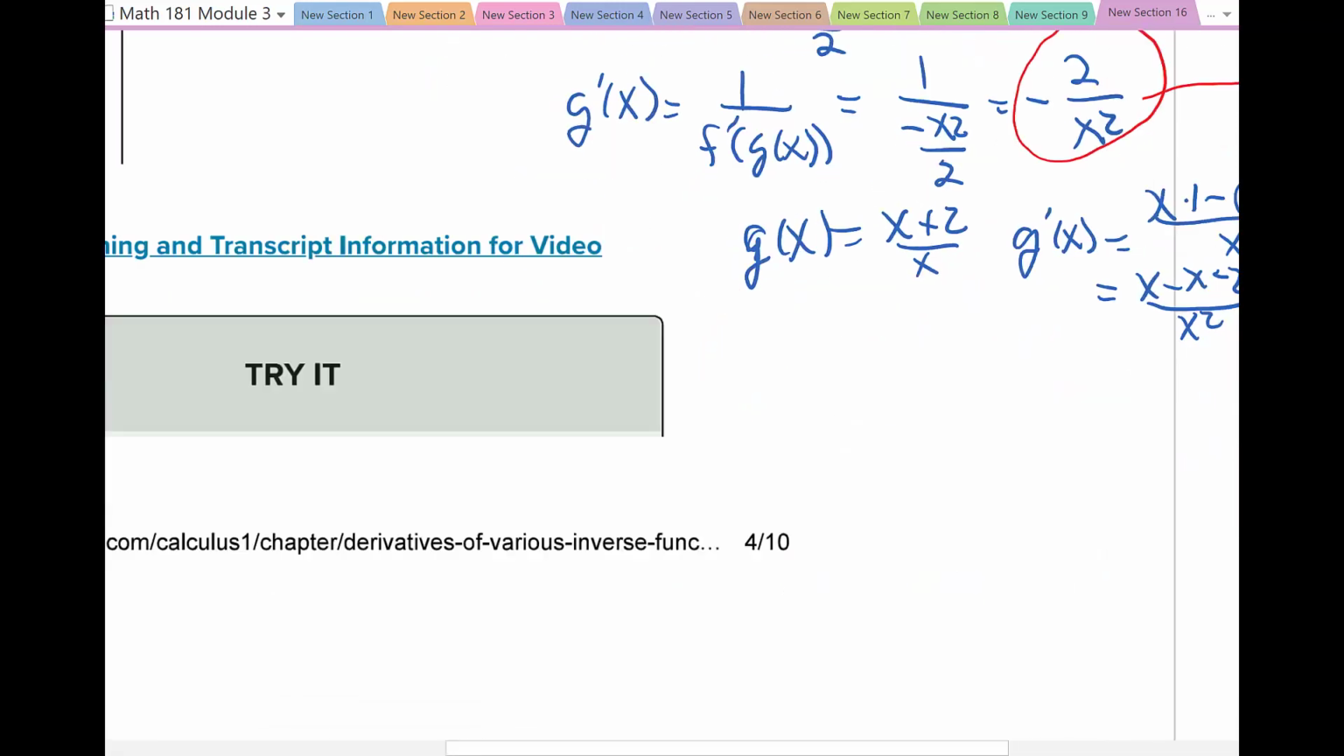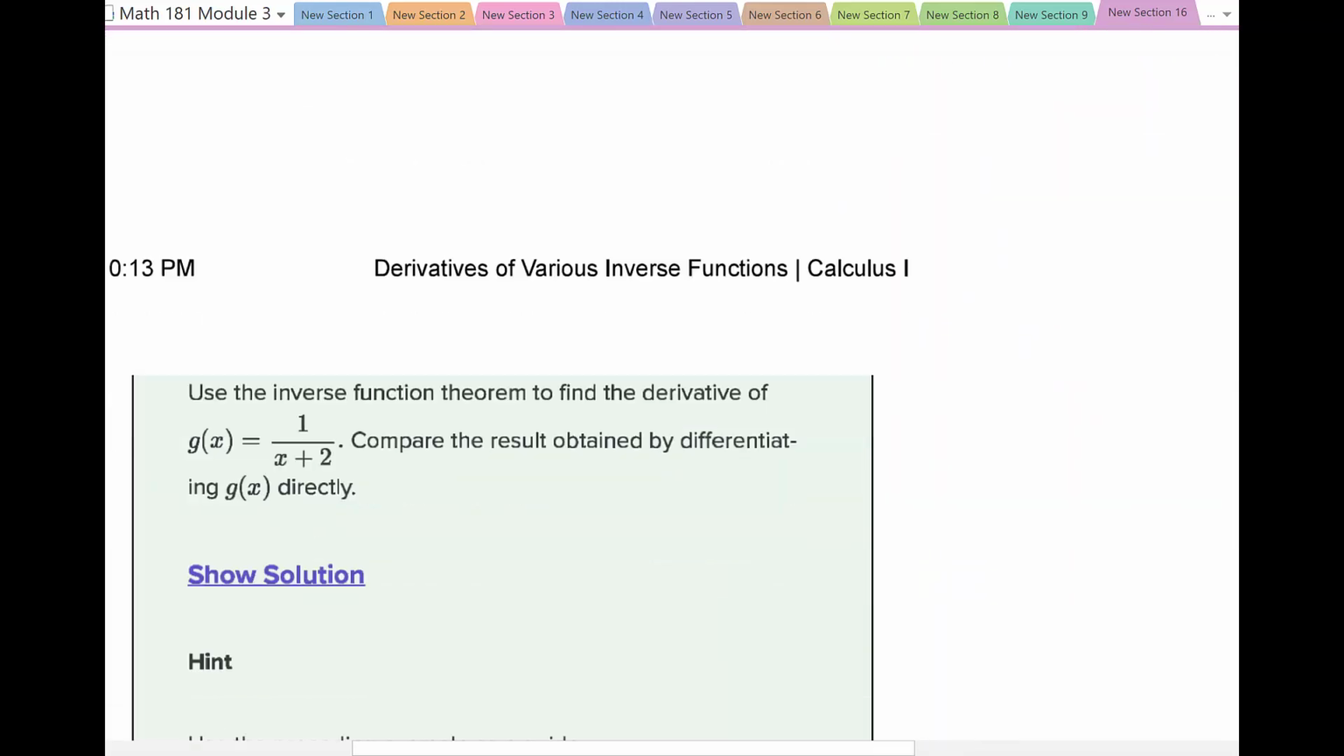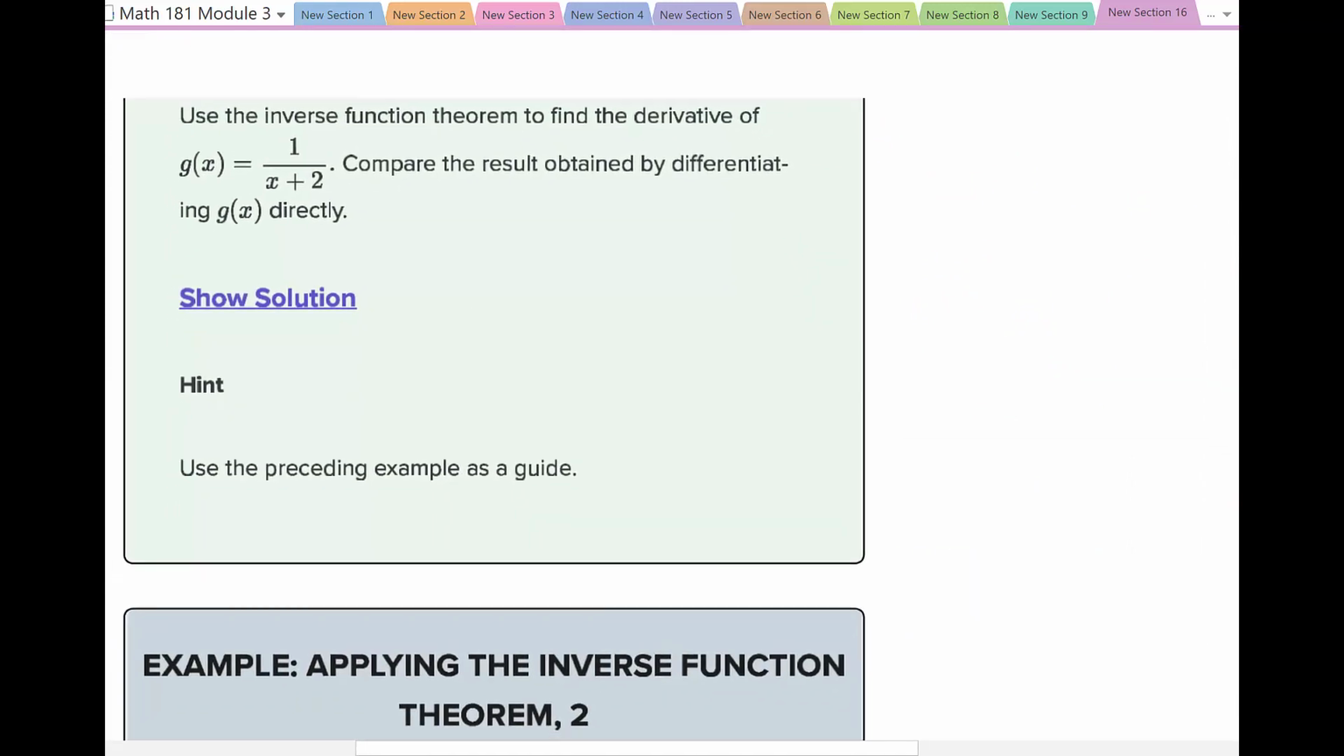Okay, let's go on to another one here. Use the inverse function theorem to find the derivative of g of x equals 1 over x plus 2. Compare the result obtained by differentiating g of x directly.